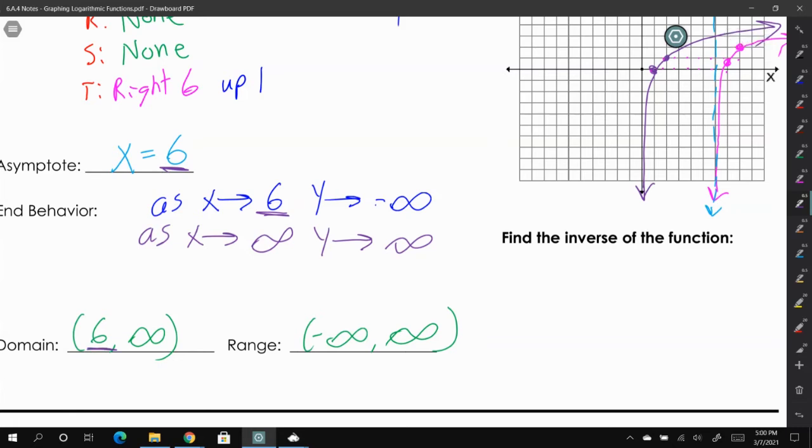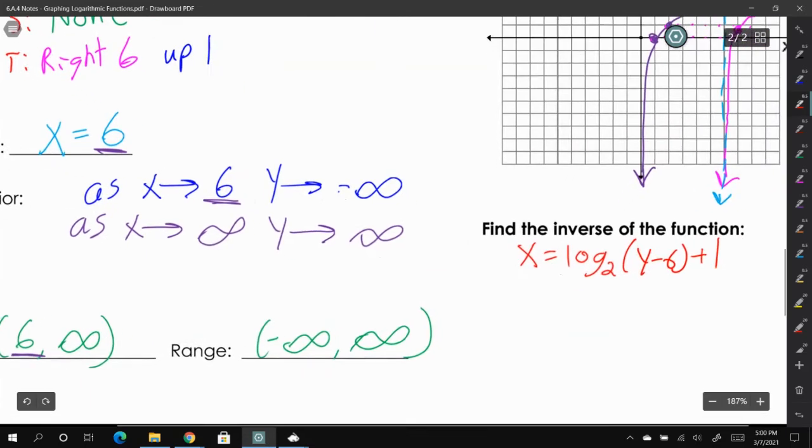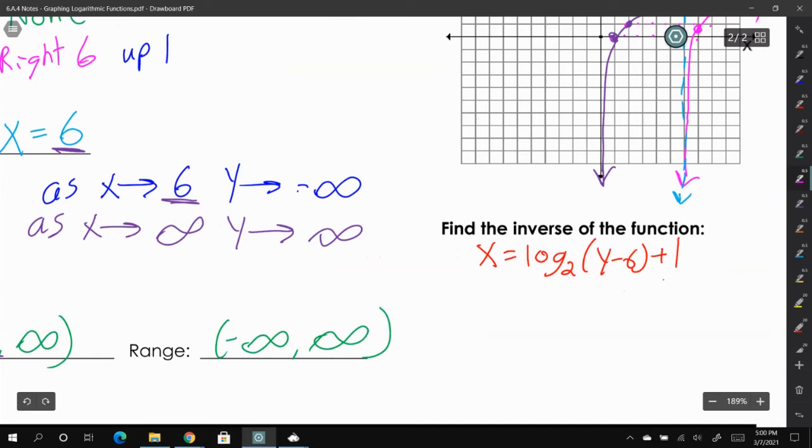To find the inverse, we'll switch x and y. So x equals log base 2 of y minus 6 plus 1. So we have a lot going on here. So first, we're going to subtract 1 from both sides. And that's going to give us x minus 1 equals log base 2 of y minus 6.